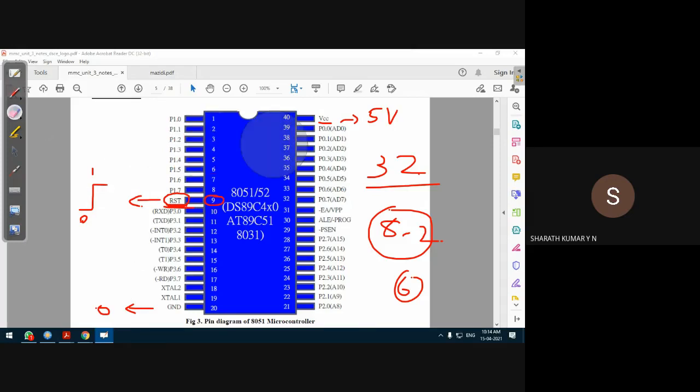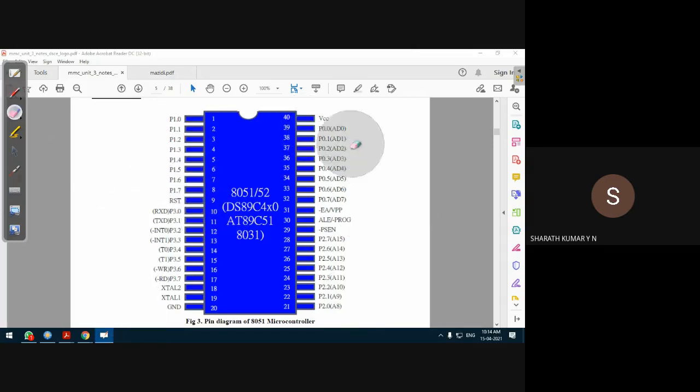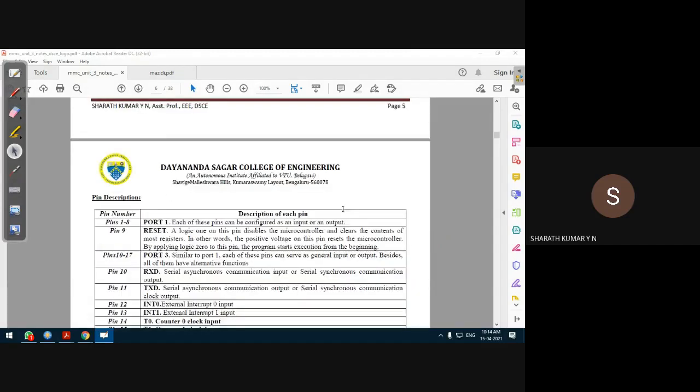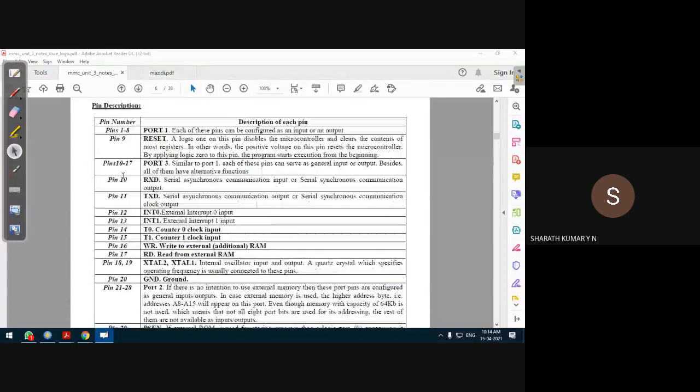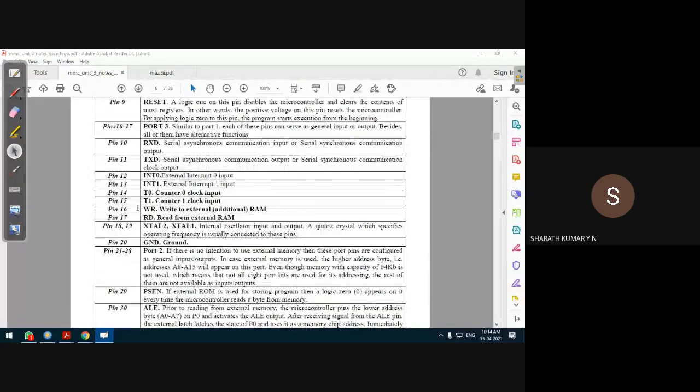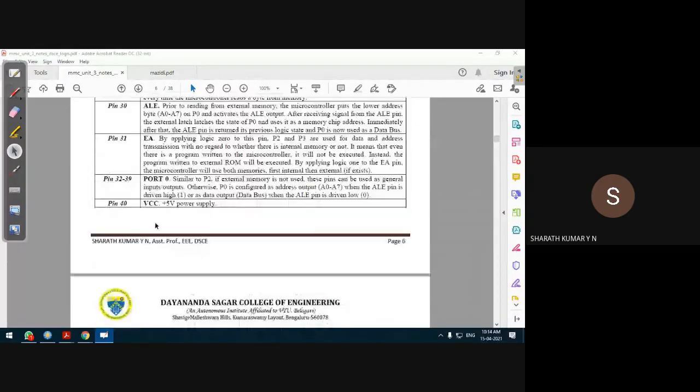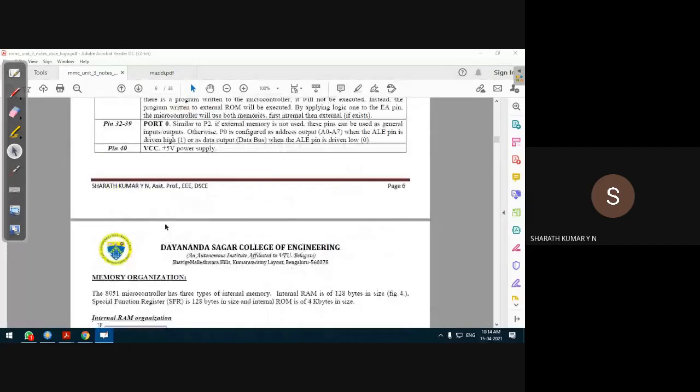Next, there are 2 more pins called XTAL. Just a second, let me check whether I have added them. Of course, all the pins are explained here, there is a detailed discussion of each pin. You can go through this. I'll share the document. Not a problem.